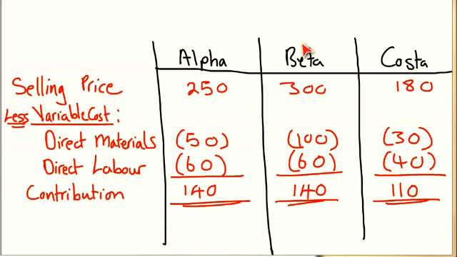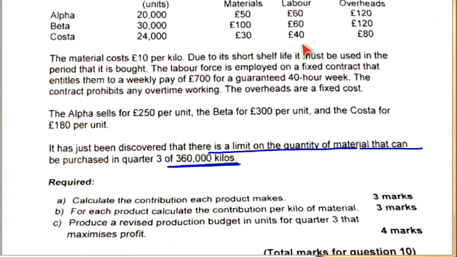Alright, so I've answered number A, which says calculate your contribution. So I've done this part. For number B now, for each product, calculate the contribution per kilogram. So I've got my contribution already, but what about this one per kilogram?